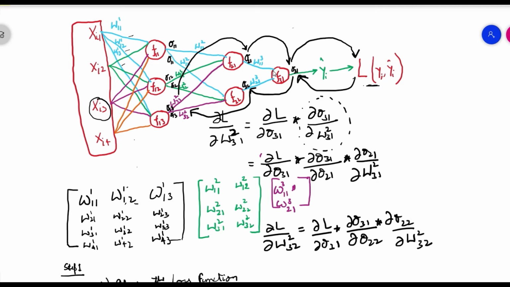So we have learned how the rate of change of the loss with respect to the weights at the W3 level is determined, and how the rate of change of loss with respect to the weights at the W2 level is determined. Now we will learn how the rate of change of loss function is determined with respect to the weights at the W1 level.